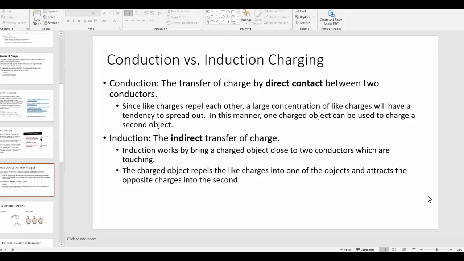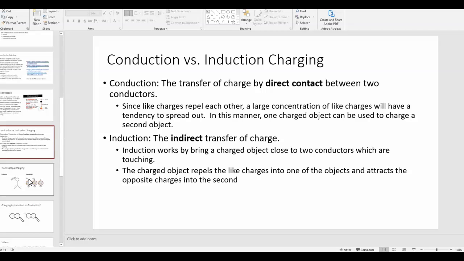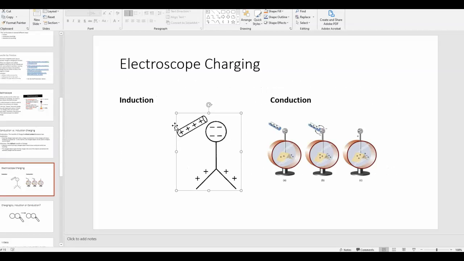But induction basically works by taking an object that's charged and bringing it close to, but not touching, two conductors which are touching. Then the charged object is going to repel the like charges into one of the two objects and attract the opposite charge into the original object. That might not make any sense, so let me explain with a picture.